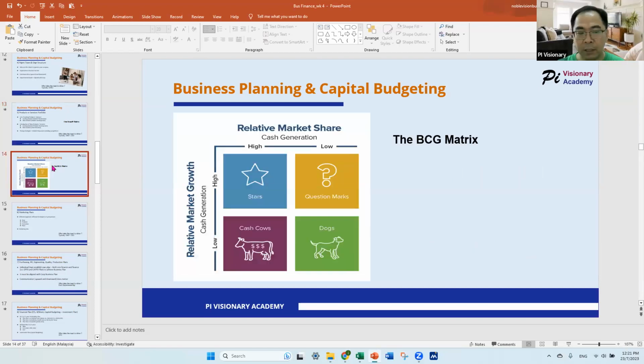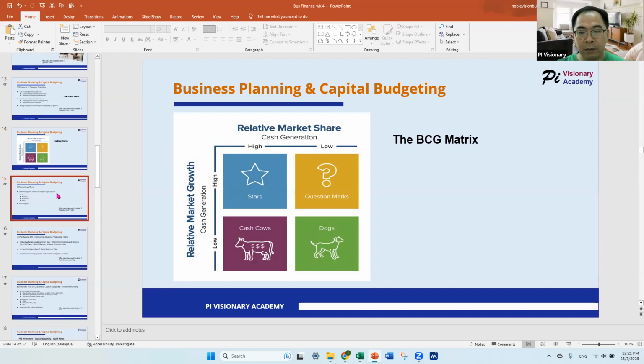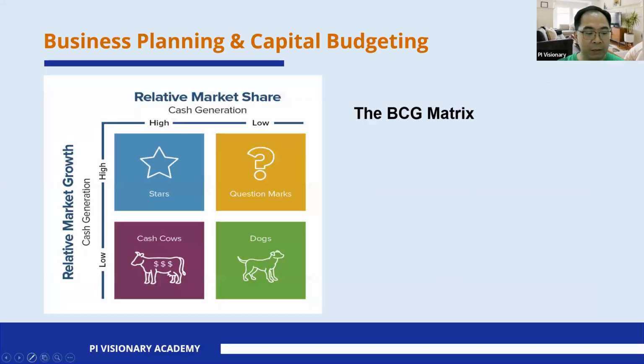Another good model to introduce for salesmen and all business executives is the BCG matrix. The BCG matrix is to tell the market that you serve. For example, Vivian, you serve a market.